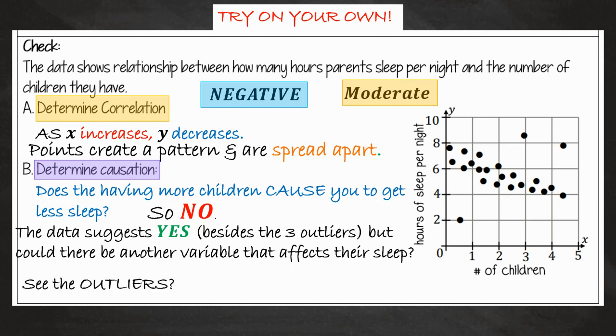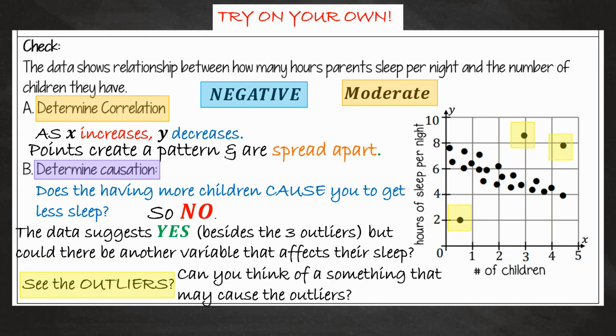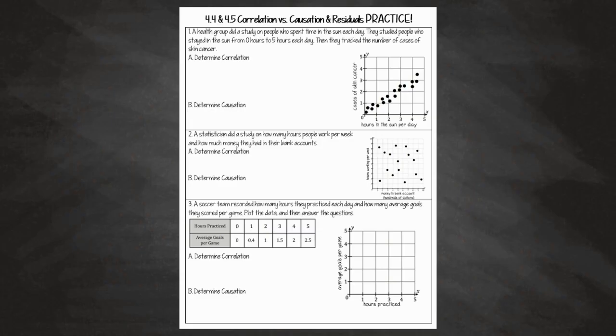So what about those outliers? What could be causing those outliers? Something for you to think about. There are 3 outliers in this example, and though we're not talking about it in these particular benchmarks, it's something to take note of, and I'd like to hear your ideas about what could be causing those outliers.